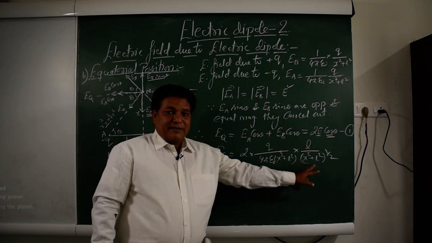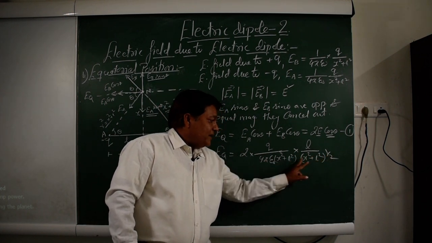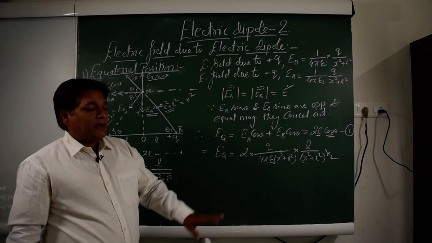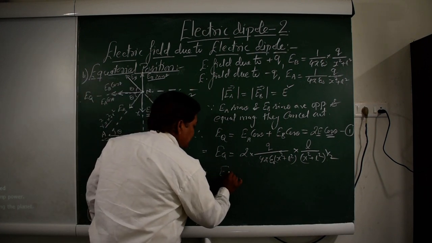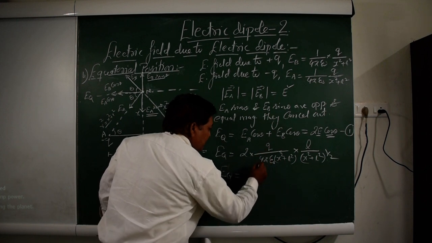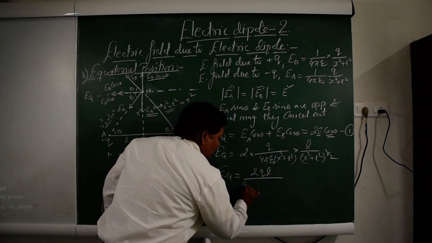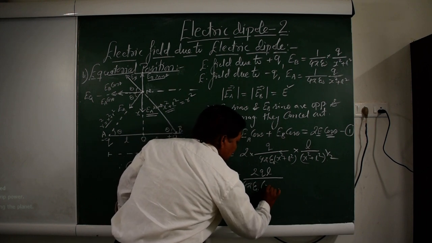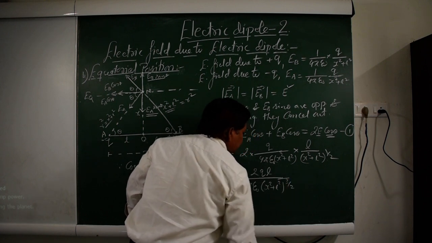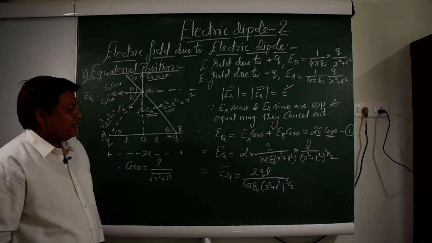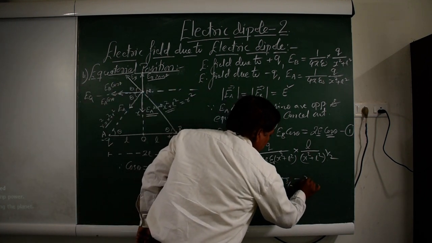Here the same quantity appears, but their powers differ, 1 and 1 by 2. If we add them, 1 plus 1 by 2, it will become 3 by 2. So the resultant electric field EQ will be 2QL upon 4 pi epsilon naught, x square plus L square to the whole power 3 by 2. Suppose this is equation number 2.